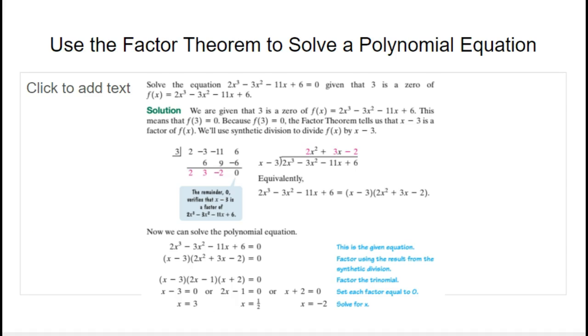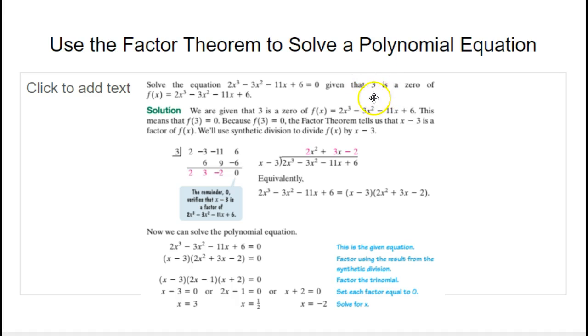So if you were asked to solve this, you want to find out what values of x you could plug in to get 0 for an answer. It's a little bit timely, but the good news is when you're using the factor theorem to help you with this, they give you one of the solutions. It says, given that 3 is a 0, when it says it's a 0, that means it's a solution, it's an answer. And so immediately we can jump to synthetic division.